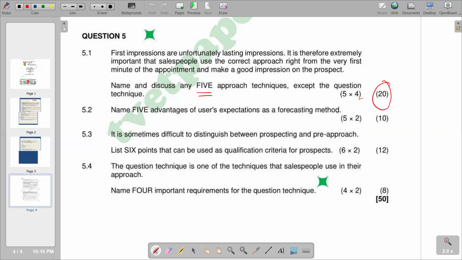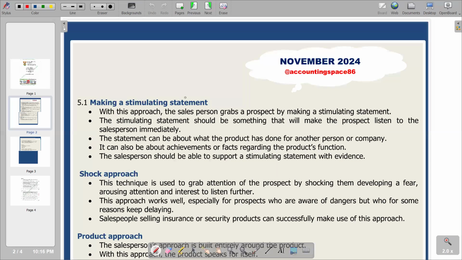So we see that our mark allocation, we have got 4 marks for each and every approach that we are going to state and explain, giving us a total of 20 marks. So we are going to start with the first approach that we have, which is making a stimulating statement.